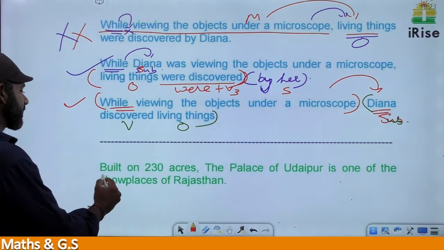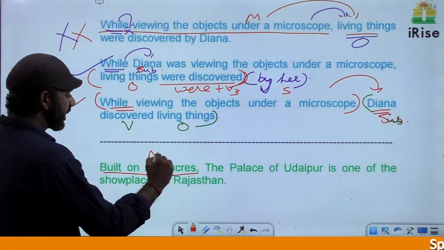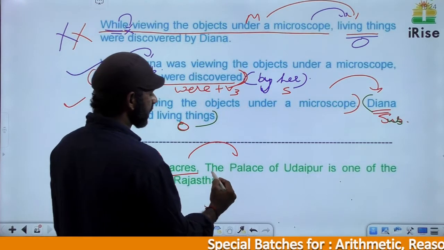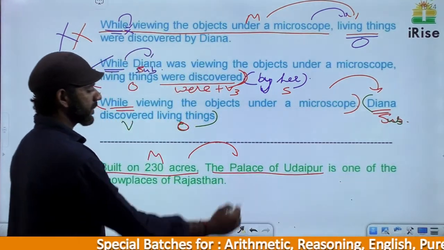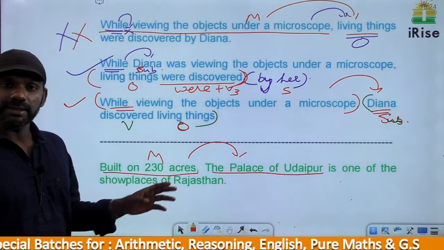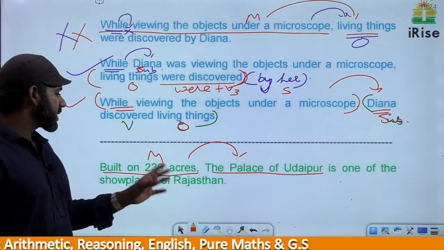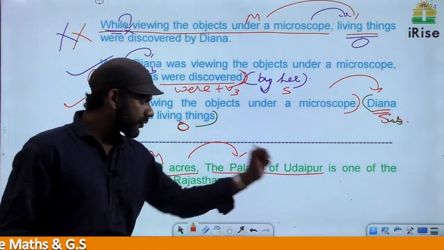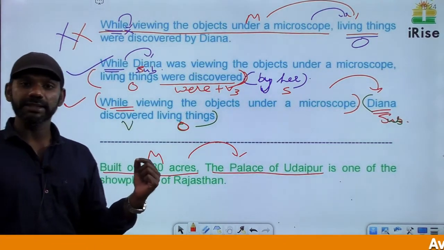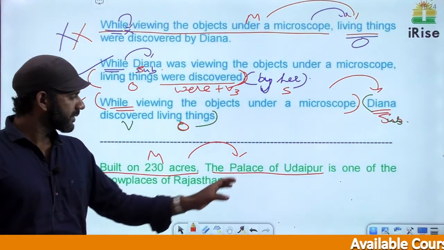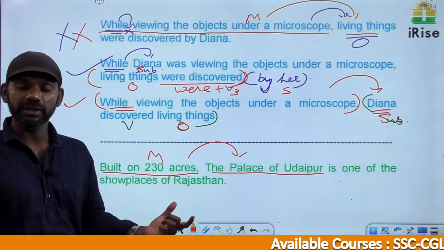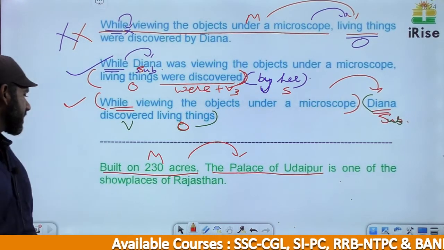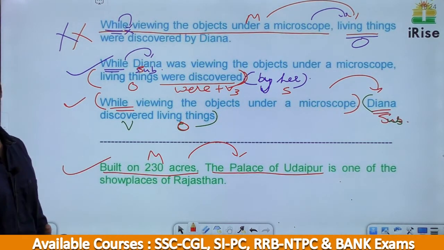Built on 230 acres, the palace of Udaipur is one of the show places of Rajasthan. The modifier here is built on 230 acres. This is the subordinate clause. And the modifier comes very close to the palace of Udaipur. So the modifier is modifying the palace of Udaipur. Built on 230 acres, the palace of Udaipur means the palace of Udaipur is built on 230 acres. Make sense? It completely makes sense. There is nothing wrong in this statement. It makes sense, grammatically correct.